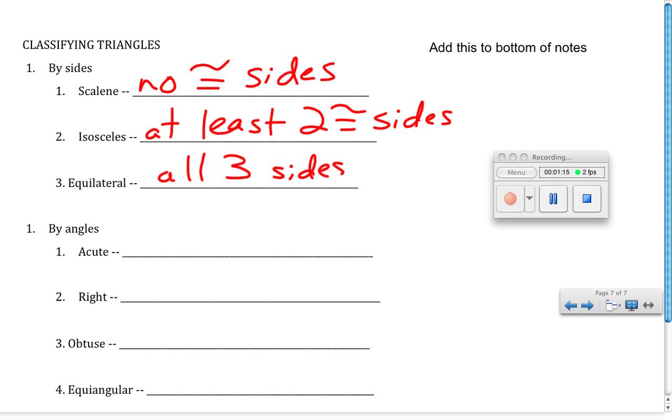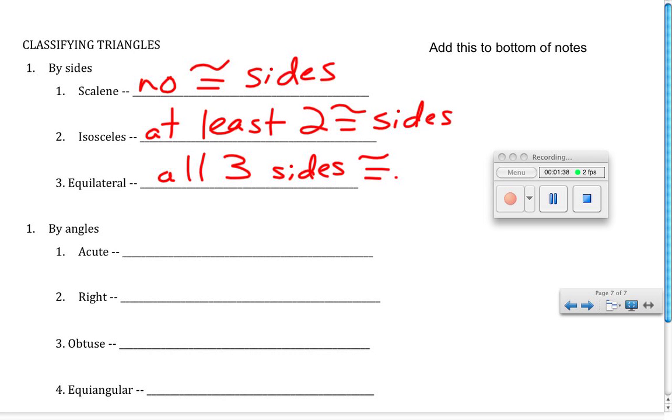Oh yeah, that's confusing. So everything that's true about an isosceles triangle will also be true about an equilateral triangle. What if it's asking you a question and all three sides are congruent? Would it be equilateral? You treat it like an equilateral triangle, yes.